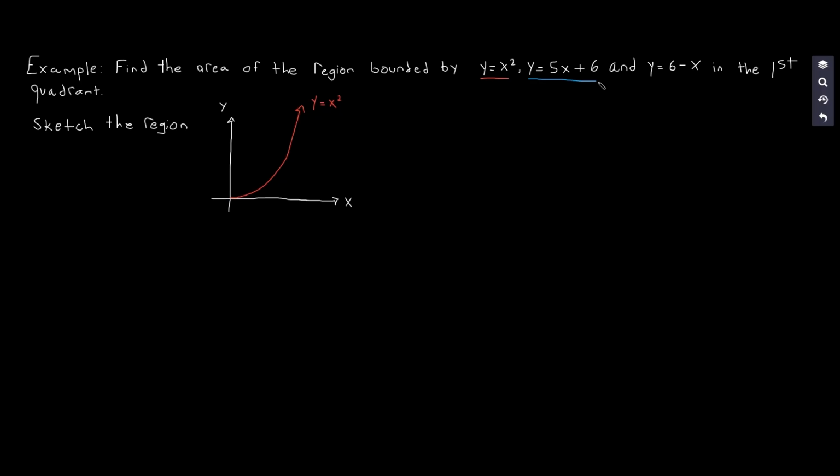5x plus 6, that can be this blue color. That's going to come shooting out of the y-axis at y equals 6. It's going to be y equals 5x plus 6. This green color, this can be 6 minus x, y equals 6 minus x. That's going to cross over the y-axis at y equals 6.